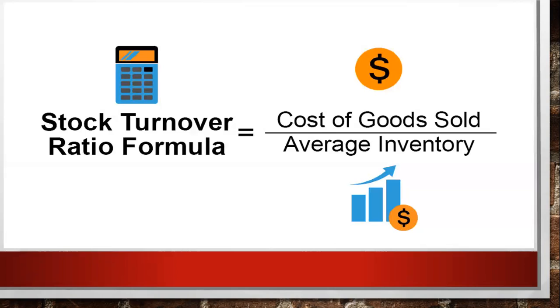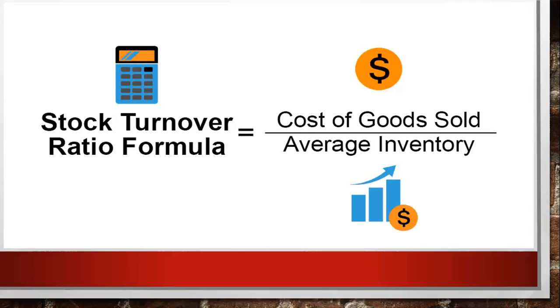And next is average inventory. Inventory is your stock and you have to take an average. So whenever you have to take the average, you have to divide by 2. That is opening stock plus closing stock divided by 2. So you will get an average inventory over here. Clear everyone? Stock turnover ratio formula is cost of goods sold upon average inventory.